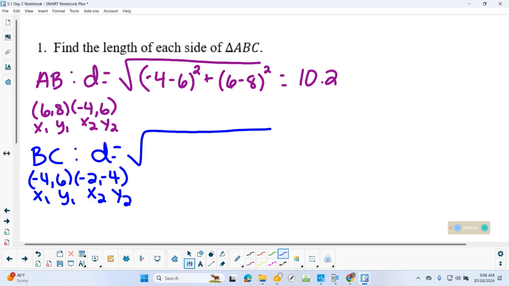Let's put all the info down. Okay, so again, just formulas on the board, plugging the numbers in. x2 minus x1, negative 2 minus negative 4 squared, y2 minus y1, negative 4 minus 6 squared. Let's make this a plus. I'm going to give you a minute. Punch it in. Don't yell out the answer. See what you get. And just don't yell out the answer. Just take a minute. Or you can try it.